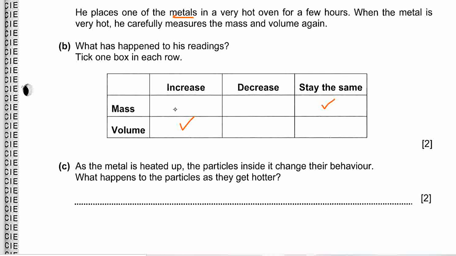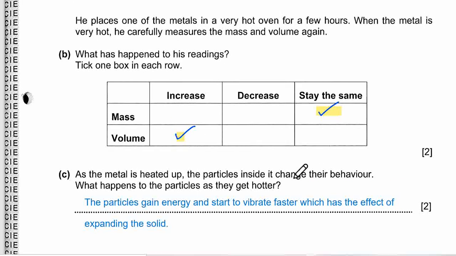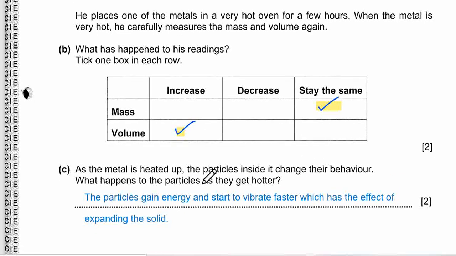Thermal expansion is the expansion that occurs in metals when they are heated to a very hot temperature. As the metal is heated up, the particles inside it change their behavior. What happens to the particles as they get hotter? This is to explain why the volume increases. Well, the particles gain energy and start to vibrate faster, which has the effect of expanding the solid.